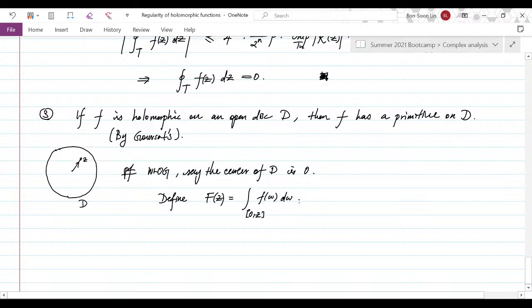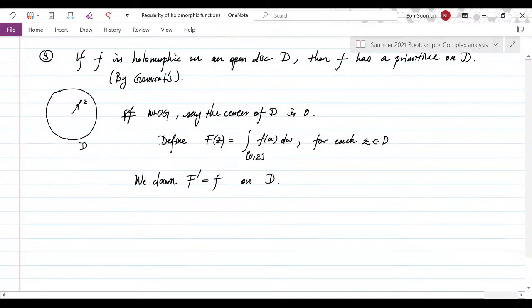So for each little z in D, we can calculate this, right? Because f is holomorphic. Well, we didn't show this, but it is in particular continuous. So after you parameterize along this path, this gives you some number. So this defines a function. And what we claim is that this big F that we defined is indeed the antiderivative of little f. Well, how do we show that? So we will claim F prime is equal to little f on this disk.